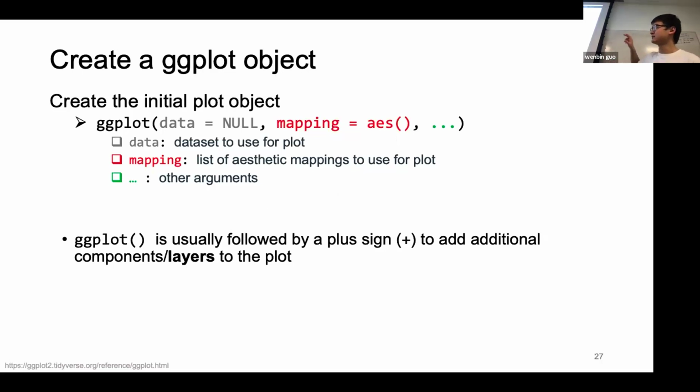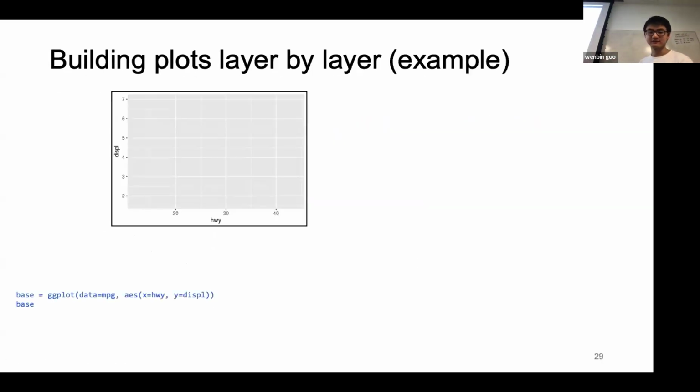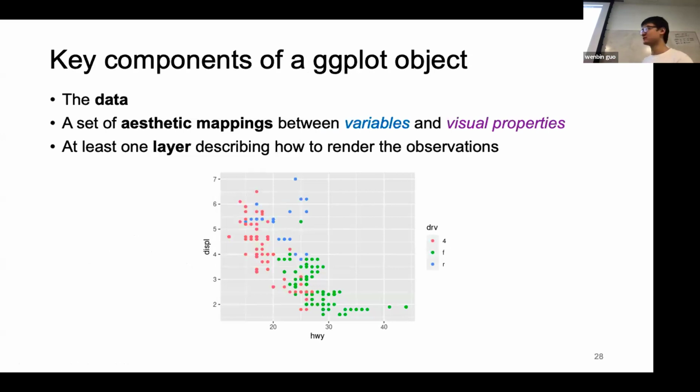So this will only give you the initial plot object, but sometimes you want to do some modification, like you want to plot the curve, or you want to plot the scattered points, where each dot is a point. Then you usually want to add a plus sign and add additional layers to the plot. So what about the layers? We will explain it later, but let's just showcase the components.